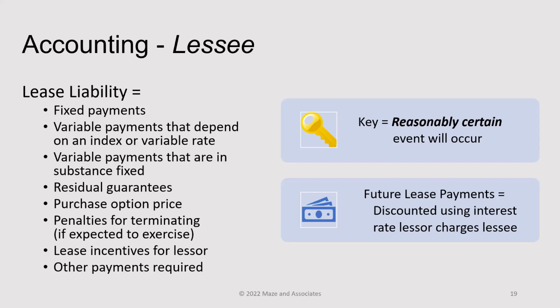And again, for including things in the lease liability, that key about reasonably certain the event will occur is how you determine whether or not these items get included in the calculation of the lease liability, and then you discount it from there.